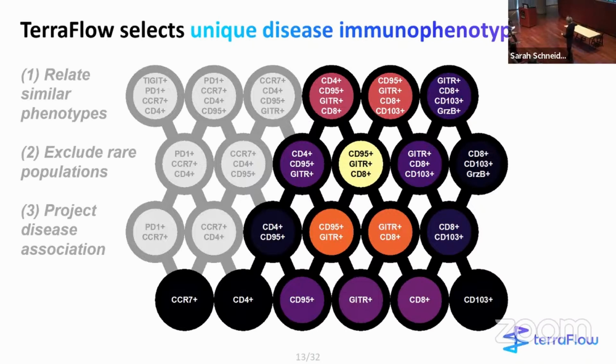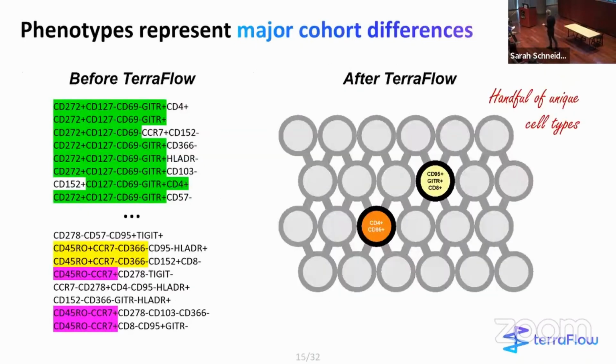And so rather than just reporting all of these phenotypes as significant, what TerraFlow will do is go through the network and pick out the peaks and valleys to represent unique differences between our patient groups. So what this effectively allows us to do is take those thousands of disease-associated cell types, and reduce it to just a handful of unique cell types that each represent a unique difference between our two patient groups.